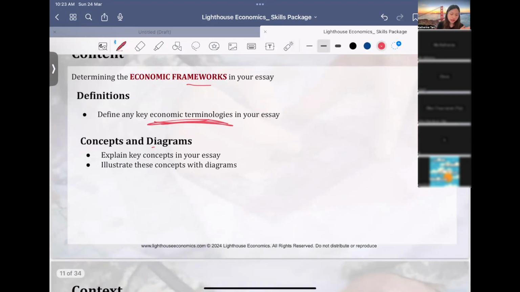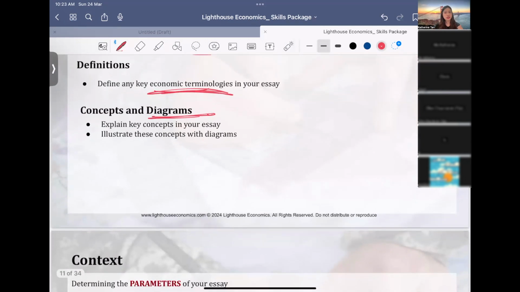what are the diagrams that you can draw to illustrate a certain economic point? So you must always try to think about how you can draw diagrams in order to hit your L3. And sometimes it may not be diagrams. For some questions, you can use numerical examples, but it's rare. Or you can think about examples, etc.